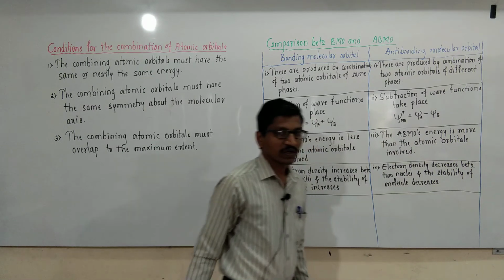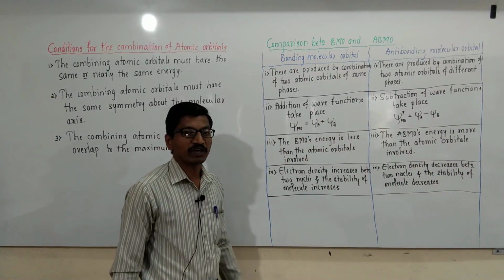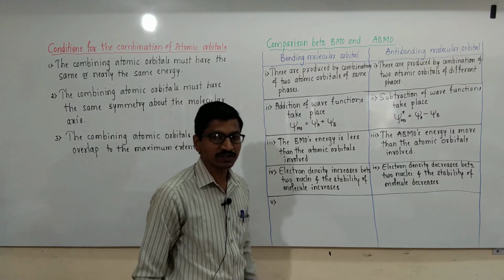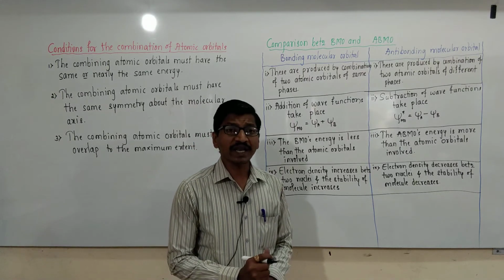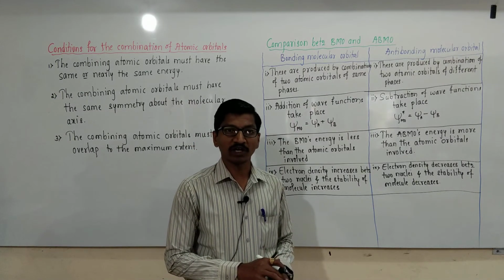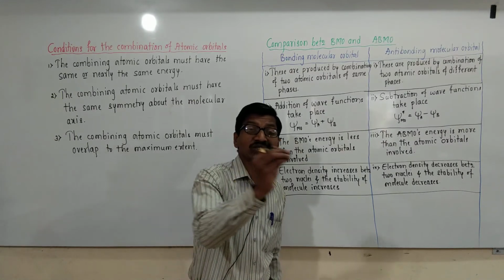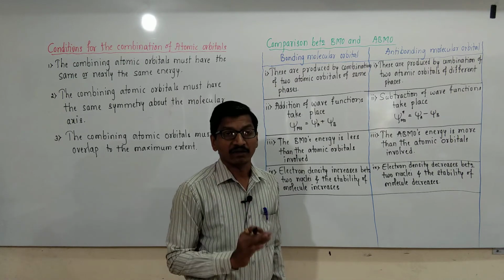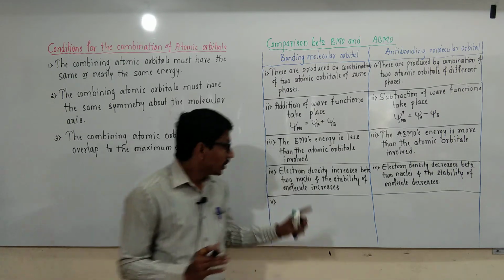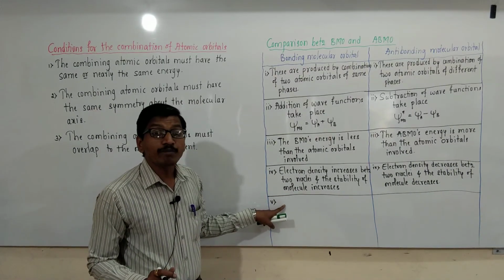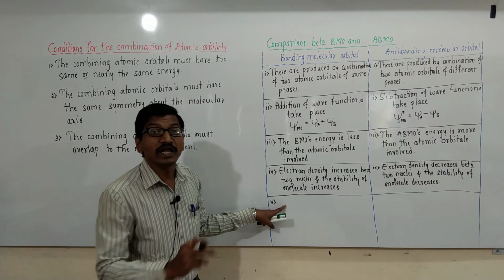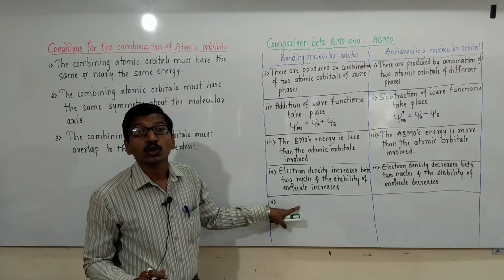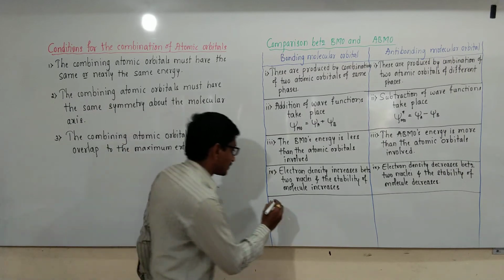This is the fourth difference between bonding and anti-bonding molecular orbital. Then last one is, each electron in bonding molecular orbital contributes to attraction of the two combining atoms. The each electron in the bonding molecular orbital contributes to the attraction between the two combining atoms.